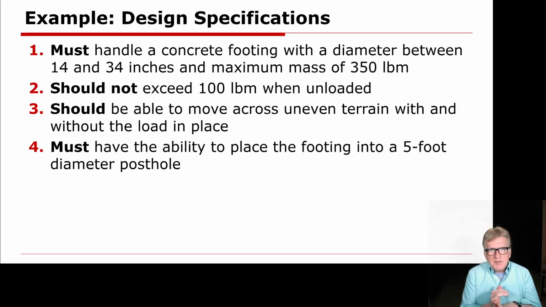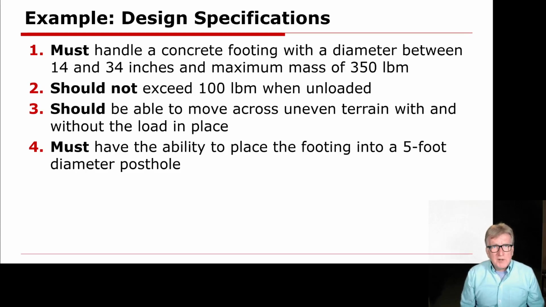In these design specifications, we have the signal words or the words that designate whether these are absolute must-have specifications or are these things that would be nice. Again, my example, must handle a concrete footing with a diameter between 14 and 34 inches. It's like, yeah, I don't really have an option. This specification does not make it optional. It must have the ability to handle a piece of material of those dimensions.